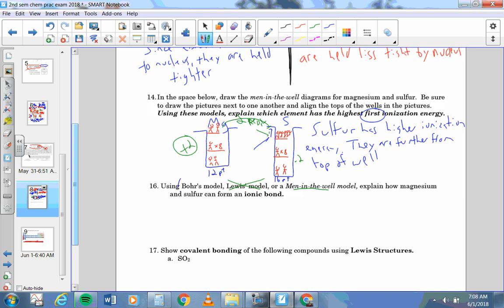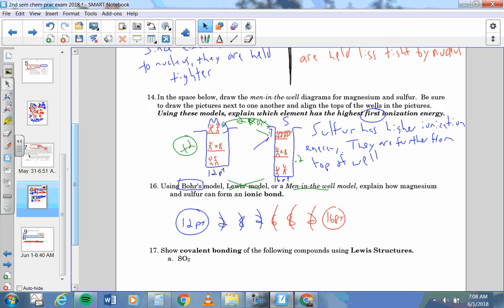You know what I'm going to do though? I'm going to go with my favorite, the Bohr's model. Magnesium with 12 protons, 2 in the first, 8 in the second, 2 in the third. If it's near sulfur with 16 protons, also 2 in the first, also 8 in the second, but also 6 in the third, I'm going to say like these 2 go over here and make 8. So this loses 2, gain 2.